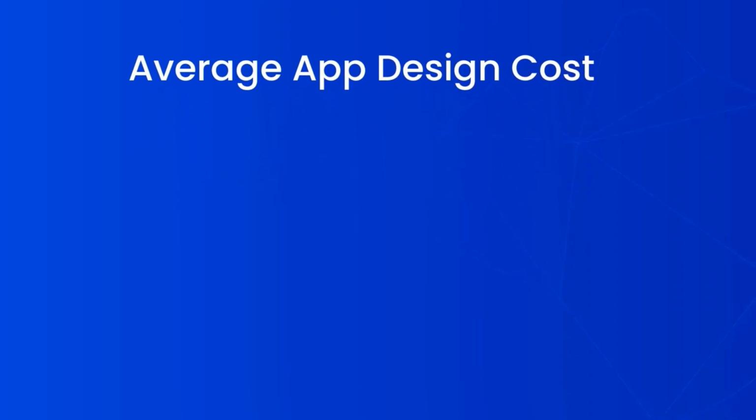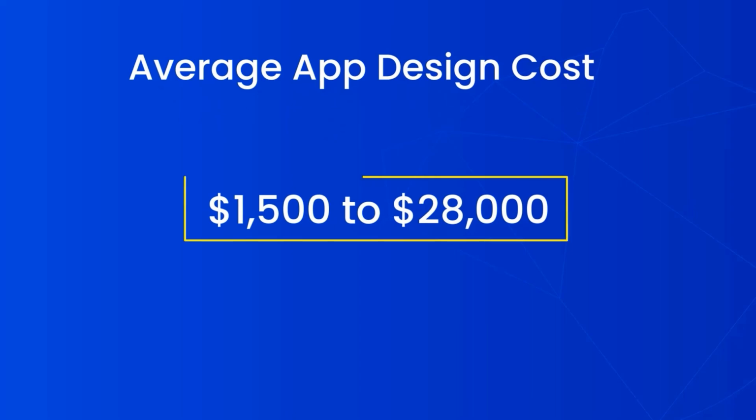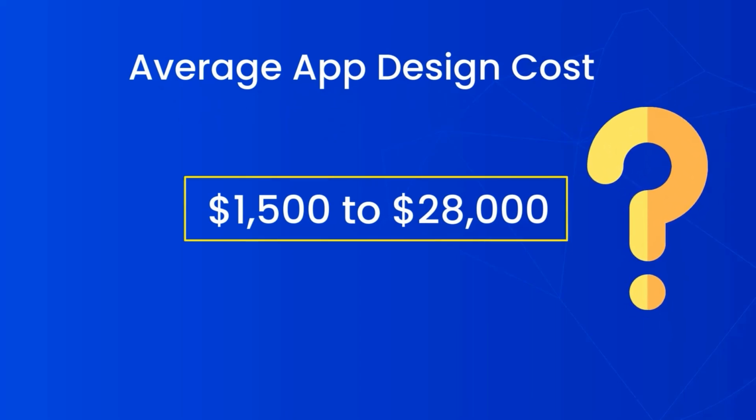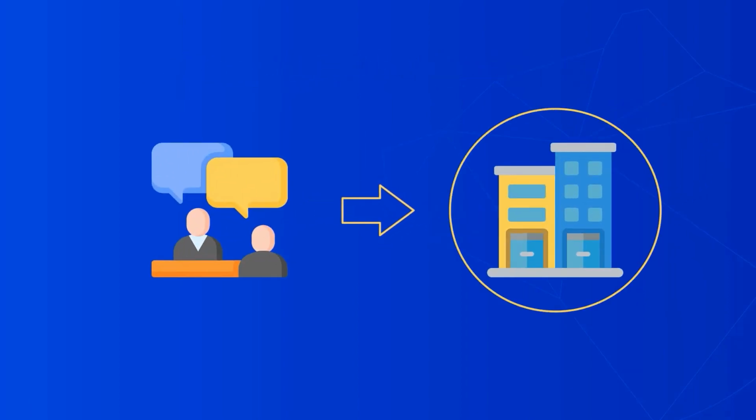This was it for the question, how much does it cost to design an application? We hope you received clarity on your answer. If not, you don't need to worry, as we have already done the calculations. An average application can take anywhere from $1,500 to $28,000 to be designed. This is a huge range, right? Well, if you want to find the exact designing cost of your app, you can consult an app development company.